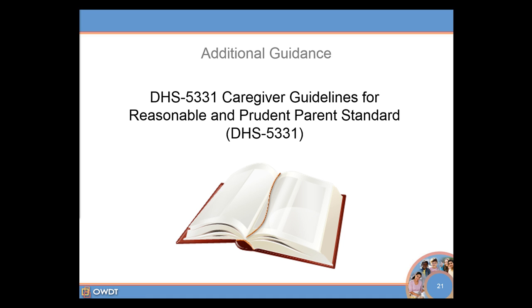Although we have touched on the reasonable and prudent parenting standard today and have discussed some examples of how it is applied, there are numerous other situations that may arise that have not been covered. Please refer to the DHS 5331 Caregiver Guidelines for Reasonable and Prudent Parent Standard for additional clarification. This can be found on the Michigan Department of Health and Human Services webpage. The Caregiver Guide also provides a list of applicable references that can be of assistance, such as the Boater Safety, Off-Road Vehicle, All-Terrain Vehicle, and Hunter Safety Handbooks. Always remember, you can always talk with your caseworker or licensing worker for more help with specific situations.